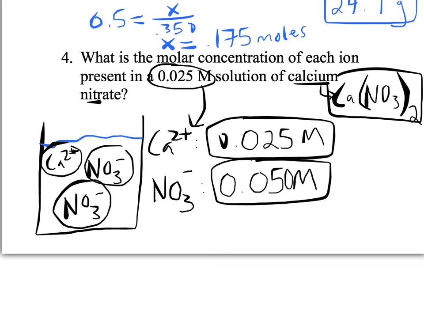So again, the concentrations of each ion just depends on the number of each ion present relative to each other. So the ratio here for calcium to nitrate is 1 to 2. So you got to have twice as much nitrate as you do calcium.